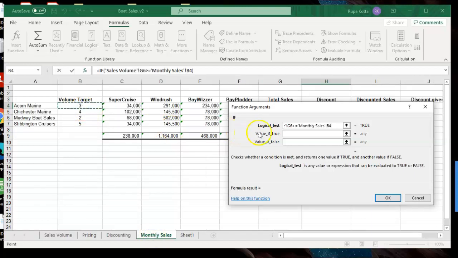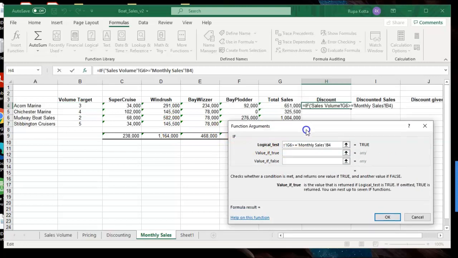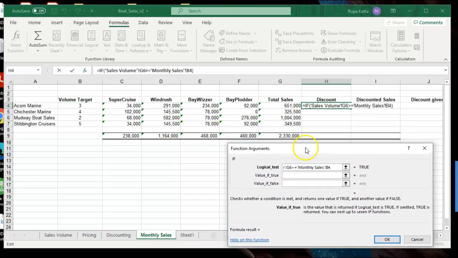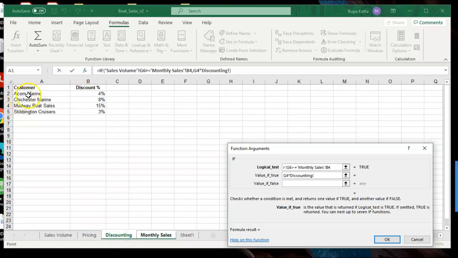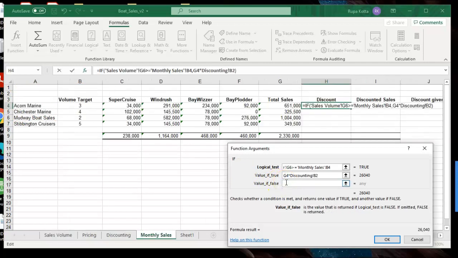If the condition is true, you want to calculate the discount. So how do we calculate the discount? Discount is the sales multiplied by the discounting percentage for this customer, Econ Marine, which is 4%. But if the condition is not met, then there is no discount, so the value you want to display should be 0. If you want, you can put this 0 in double quotes.